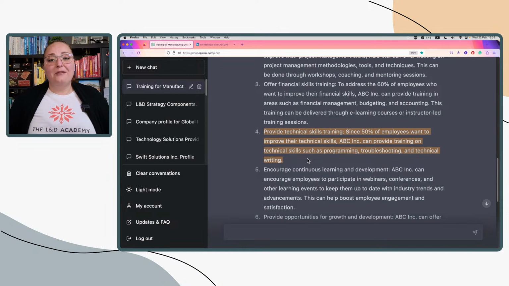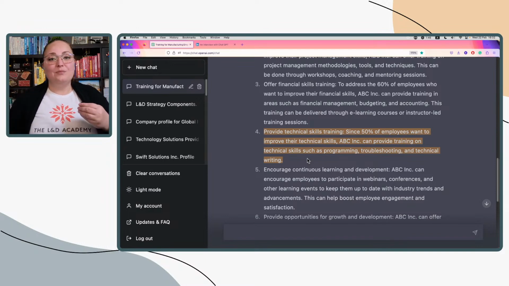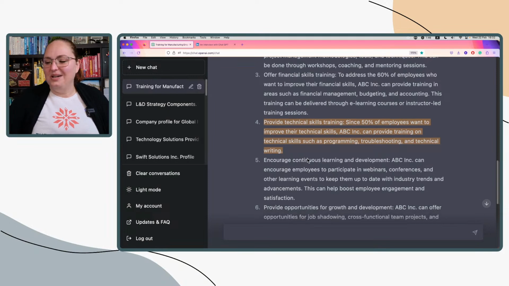But a lot of manufacturing companies work with robots, right? They work with machines that do a lot of the work themselves. So it could be that the people working there are not the people who actually manufacture something, but are the people who maintain the machines that manufacture something. So in that case, yeah, it would make sense to provide some opportunities around programming, troubleshooting, technical writing. But again, I'd be cautious.